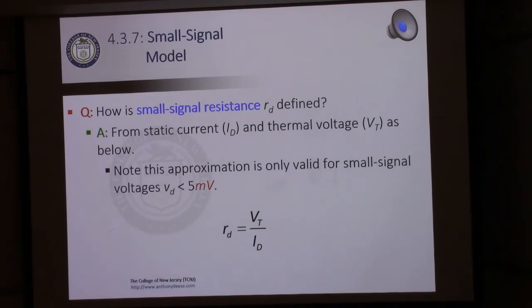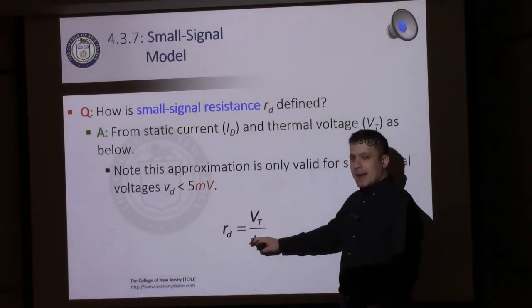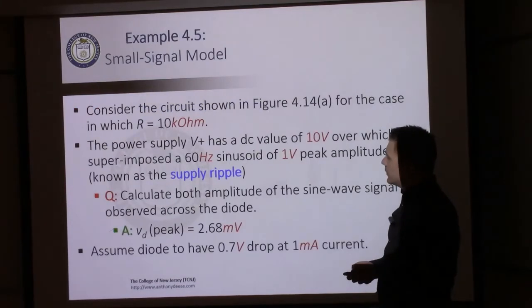Now, so how is the small signal resistance defined? I think we already said this, right? RD is equal to the thermal voltage divided by big I, big D, which is the static value of the current. A little bit of repetition here.